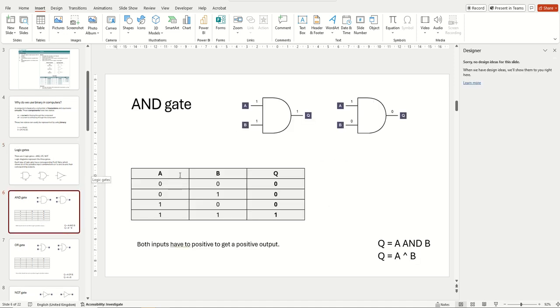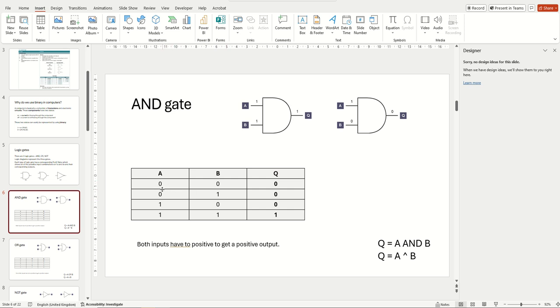So, do you remember that spec point about truth tables? This is a truth table. It shows you every possible combination of inputs and what the corresponding output would be. So here you have an AND gate. A and B are the inputs, Q is the output. So you put in all the possible combinations.